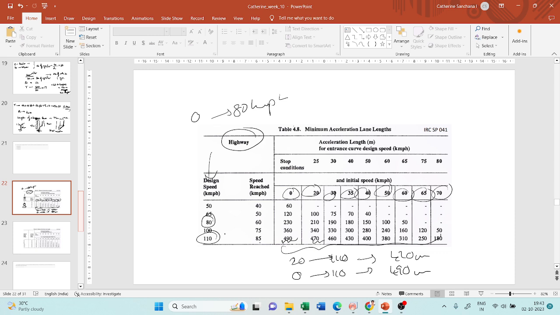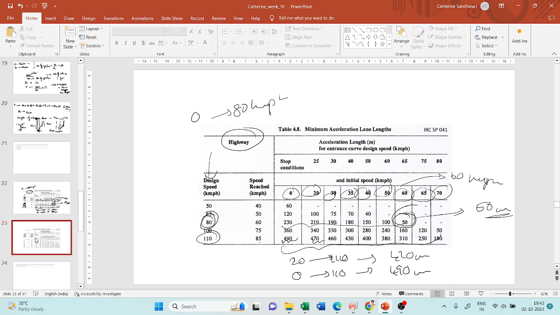Now they are asking you what is the minimum acceleration length. So if you see for this figure, for 80 kilometers per hour, the acceleration length is in decreasing order, right? And the minimum value that is given is 50 meters for a speed corresponding to 60 kmph. So the answer for the minimum length of acceleration lane for design speed on the highway as 80 kilometers per hour is 50 meters.